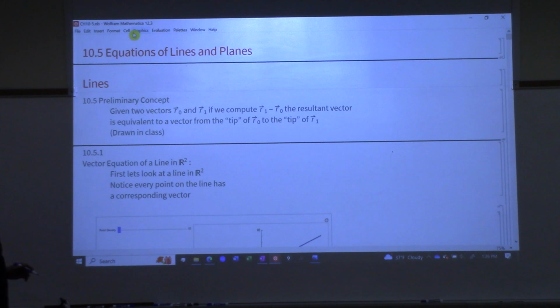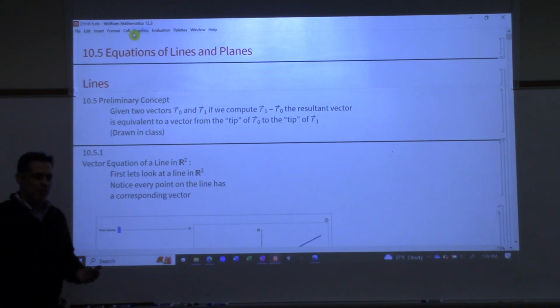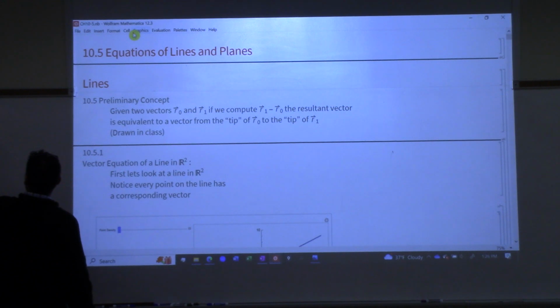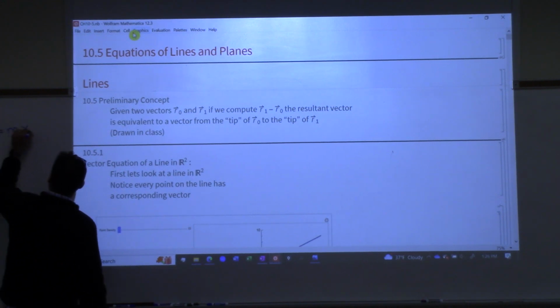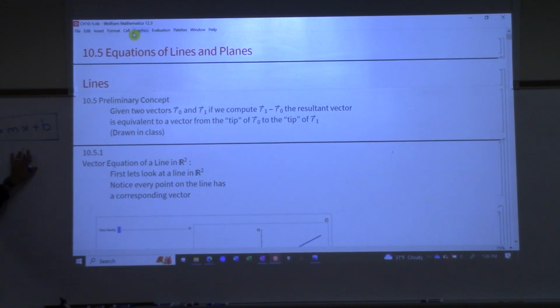What does the equation of a line look like in college algebra? We define it as a function. We can use f of x, but before that, didn't we do something like y equals mx plus b? That's like the generic equation of a line in college algebra. This has no vectors in it. This is just a nice, simple, linear relationship between x and y.